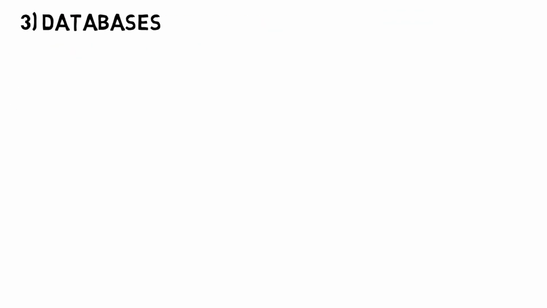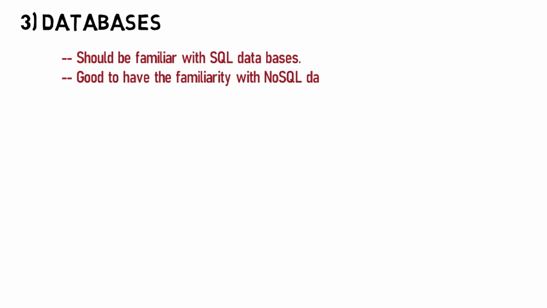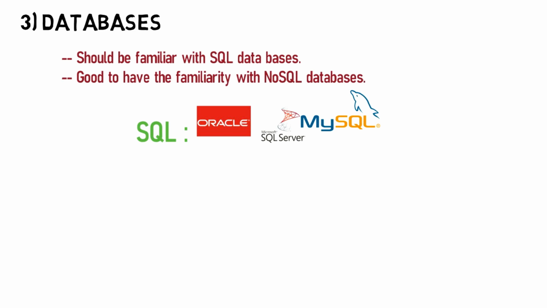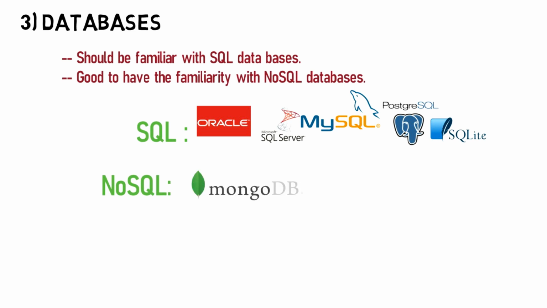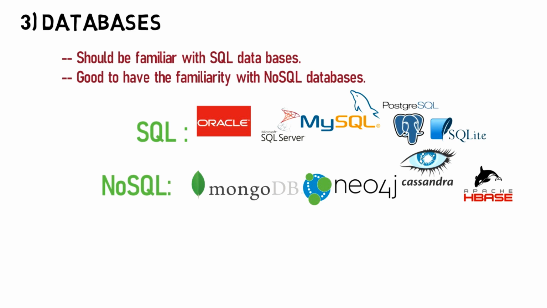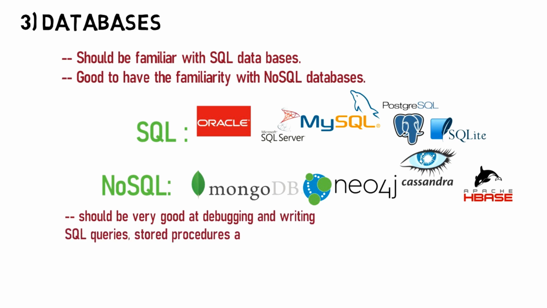As part of the next skill, you need to be good at working with databases. Databases are the actual place where all the relevant details required by our applications, such as user details, application data, and other details, will be stored. You should be familiar with SQL databases, and it is good to have familiarity with NoSQL databases as well. Under SQL, we have popular databases such as Oracle SQL, Microsoft SQL, MySQL, PostgreSQL, and SQLite. And under NoSQL, we have MongoDB, Neo4j, Cassandra, and HBase as popular databases. You should be very good at debugging and writing SQL queries, stored procedures, and SQL functions.